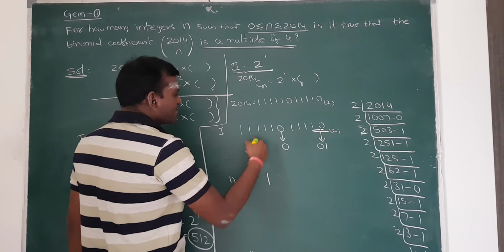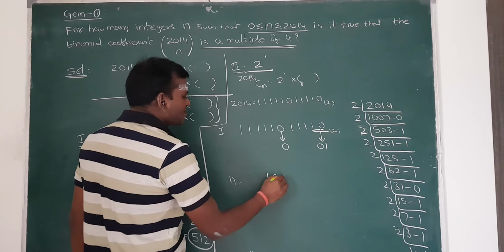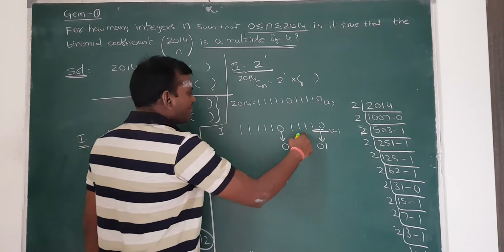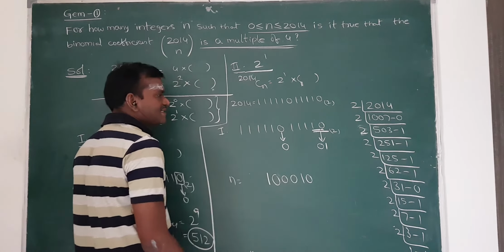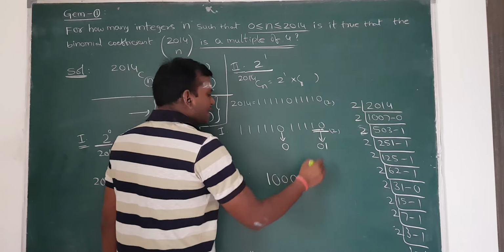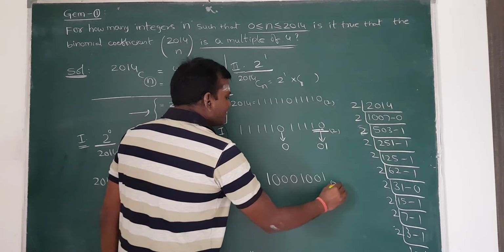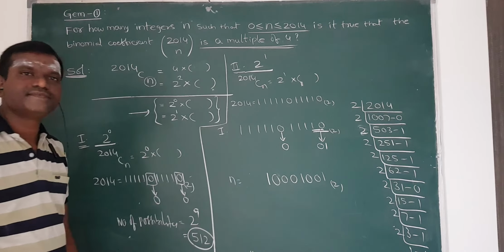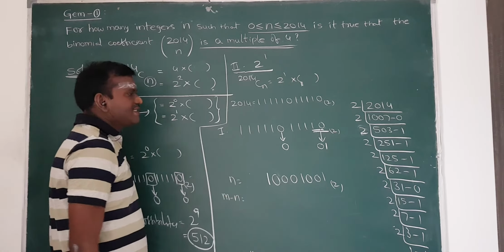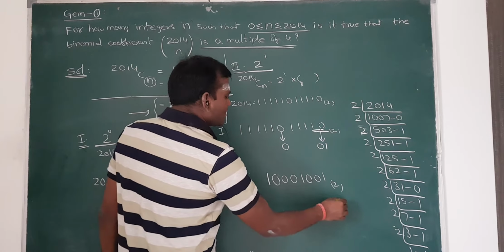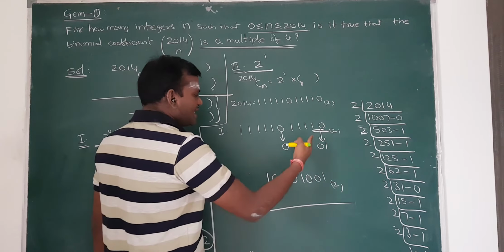Here, what are the positions here? This position should be 0. After the 3 ones are there, I am keeping 0 1 0 here, 3 places. Then in place of the last 10, I am taking 01. Suppose I take n as this one, and what is m minus n? M minus n, only one time it has to carry here.